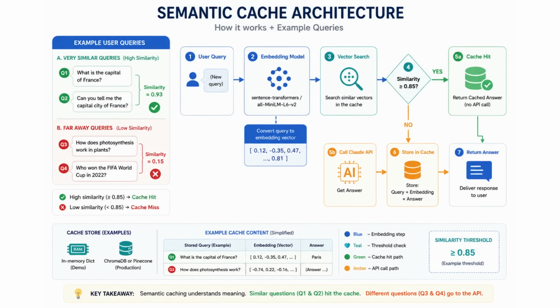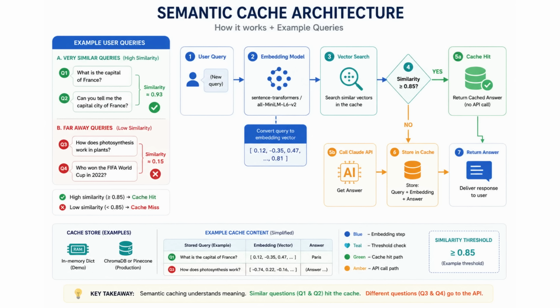First, a user query arrives. We immediately pass it to a lightweight embedding model. In our demo, we use sentence transformers with the all-MiniLM-L6-v2 model. This runs locally, it is free, and it is fast. The embedding model converts the query into a vector, a list of 384 numbers that encodes its meaning.